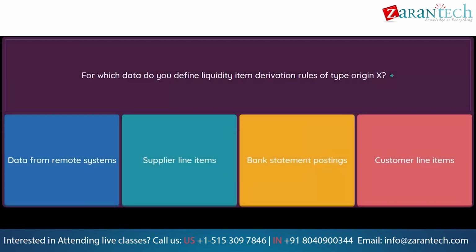Question, for which data do you define liquidity item derivation rules of type origin X? Option 1 data from remote systems. Option 2 supplier line items. Option 3 bank statement postings. Option 4 customer line items.